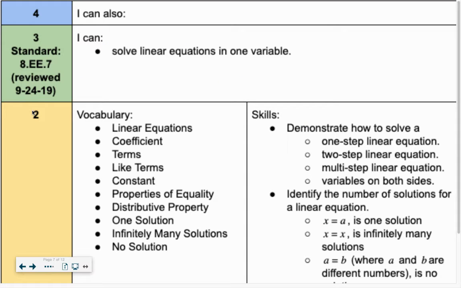All this to solve equations in one variable. Notice we're talking about terms and like terms, constants that have no variable with them, using the distributive property, continuing to use the properties of equalities where we're adding the same thing to both sides or multiplying and dividing both sides to work on these multi-step linear equations and solving them where we have one solution.